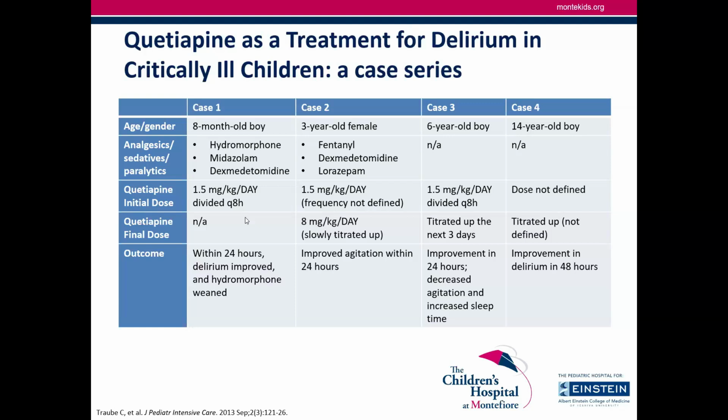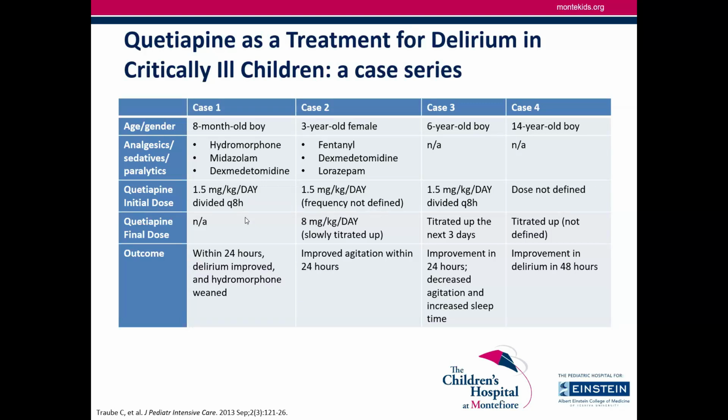However, 2 of the 4 patients were on opioid infusions, as well as a dexmedetomidine infusion, and then midazolam or lorazepam. The starting doses were listed in 3 of the 4 studies as 1.5 mg per kg per day, and then some had them defined as divided Q8, but one case did not. The final dose was only listed in 1 of the cases, and that was up to 8 mg per kg per day.